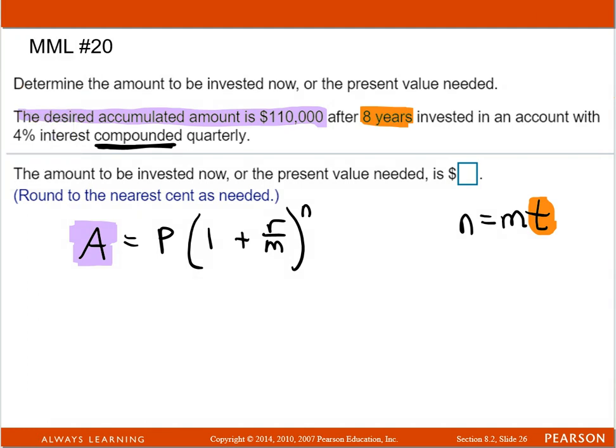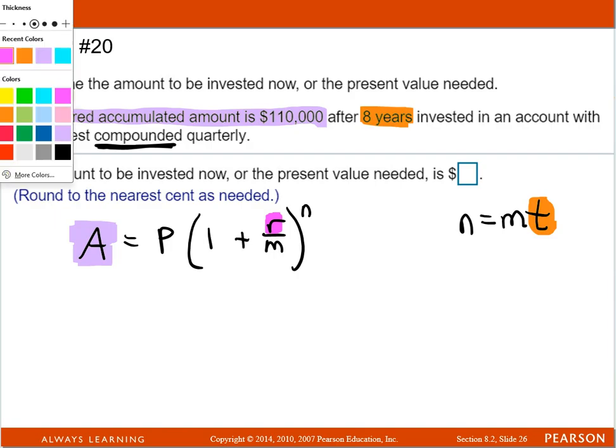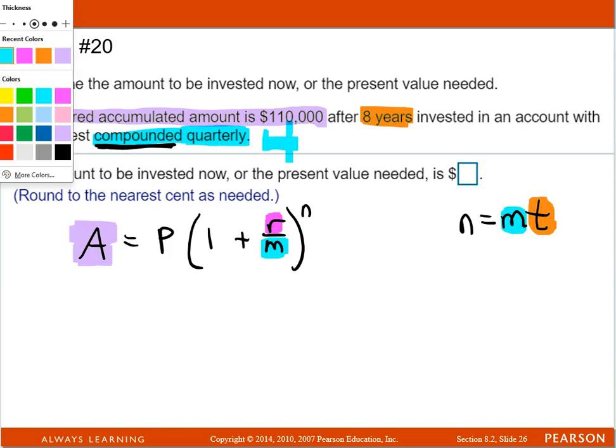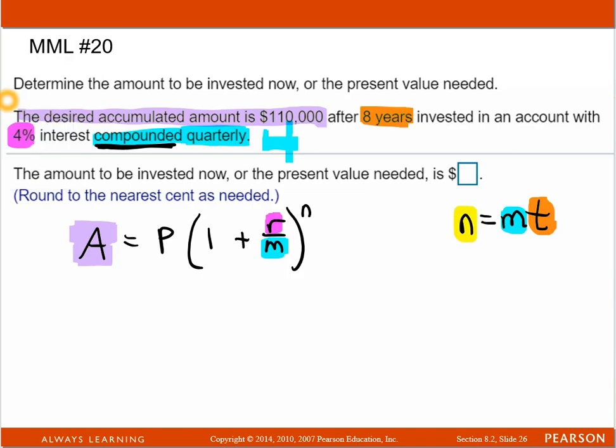And my interest rate is 4%. That's my little R. And then it's compounded quarterly, and quarterly means 4 times a year. That's my M. So I just need to figure out my N, and N is M times T. M is 4 times T is 8, so that is 32. 32 is what's going to go here. And so the only thing that I have not highlighted is the P, and that's what I'm looking for.